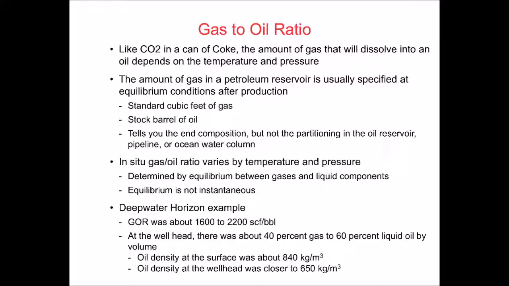It also changes the density, having all that gas dissolved into it. So the Deepwater Horizon oil produced at the surface, from one citation early during the spill, was 840 kilograms per cubic meter. When we do an equilibrium calculation and find out that 60% of the volume is in the liquid phase, that liquid phase has a density of 650 kilograms per cubic meter because there is a lot of gas dissolved in there, making it lighter.